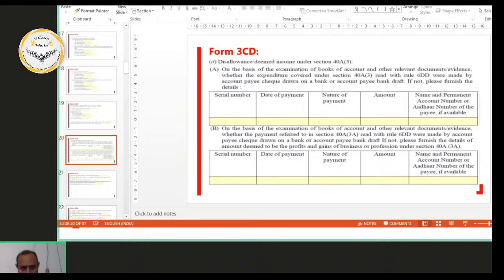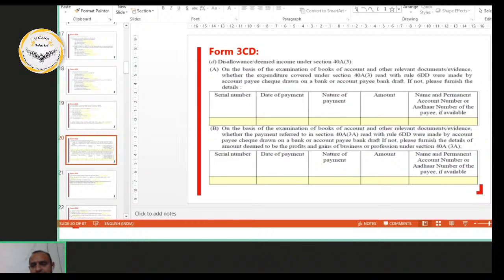So the new requirement is this: if you are making payment to a person in cash, and PAN or Aadhaar is available, give that person's name, PAN number and Aadhaar number. For the initial years it is made optional. I personally believe that going forward it may be made mandatory. So that is to be reported here. Disallowances deemed as income under 40A3, on the basis of examination of books of account, you have to report.